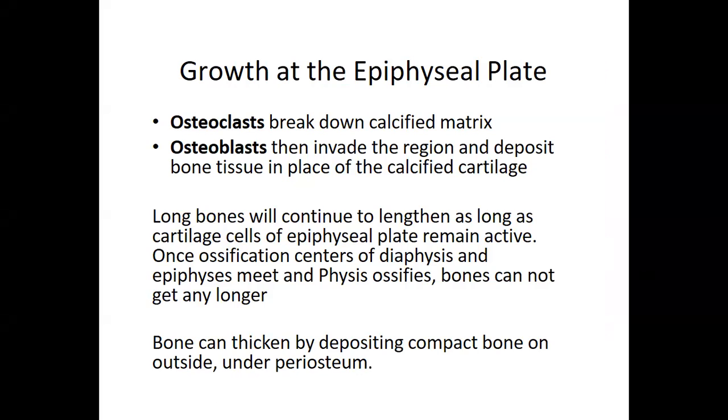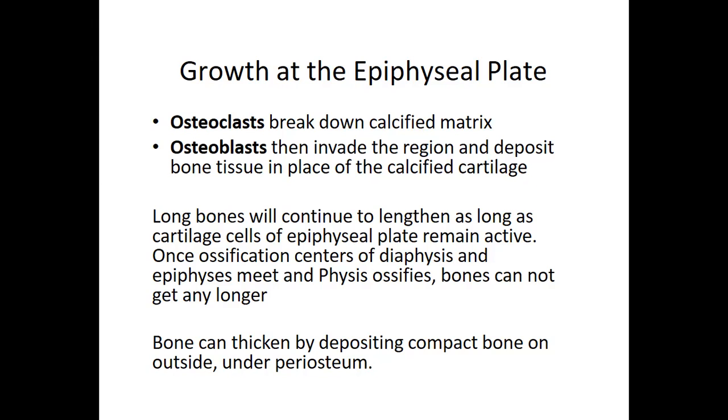You have the breakdown of that calcified material, and then you have that building up of that calcified material. When you see clasts, C-L-A-S-T-S, at the end of the word, think of a cell that tears something down or breaks something apart. So osteoclasts are bone breaking down cells or cells that break down the bony matrix in bone.